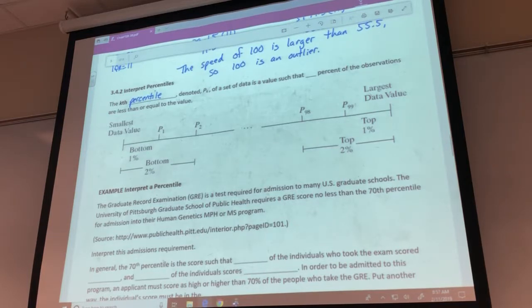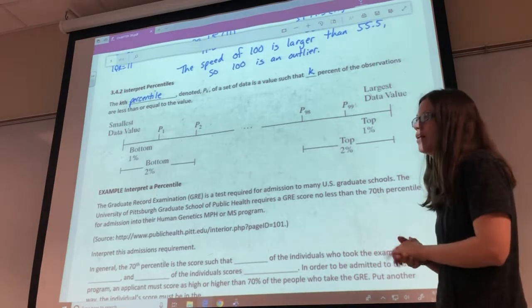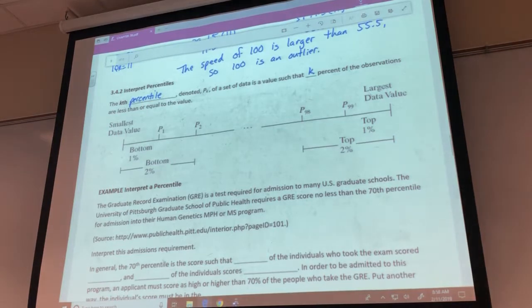of a set of data is a value such that K% of the observations are less than or equal to that value. So if you're looking at the 32nd percentile, that means 32% of the data values are less than or equal to that. If you're looking at the 94th percentile, that means 94% of the data values are less than or equal to it. So these come in handy a lot.